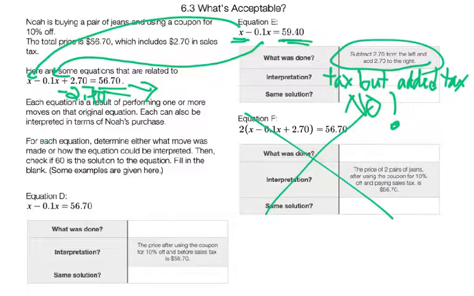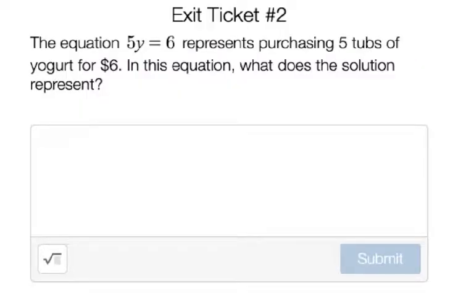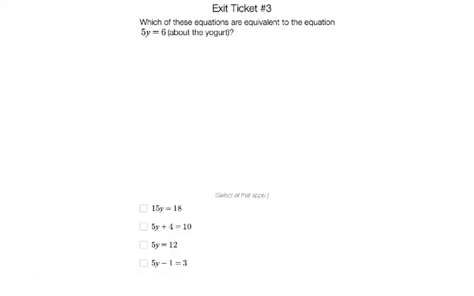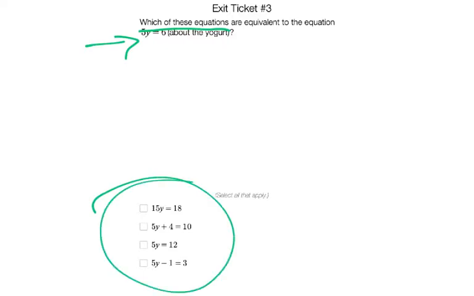So that is what we did today. And on the next 2 slides, I hope that you're able to do those exit tickets on your own, okay? So it says that my time is almost up. So again, 5y equals 6 represents purchasing 5 tubs of yogurt. So what will the solution mean in this equation? And then on this one, which of these equations is equivalent to this? So make sure you select all that apply.